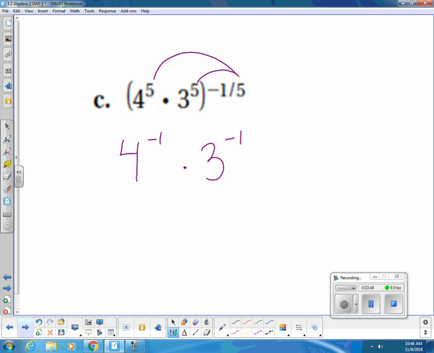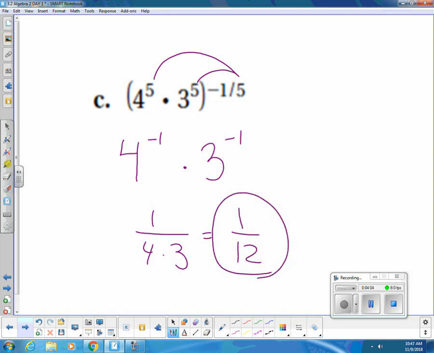Does the 4 need to flip to the denominator? Yes, because the 4 has a negative exponent. So we're going to flip it and make it positive. Does the 3 have to flip to the denominator? Yep, we can flip it and make the exponent a positive. So our final answer on this one is just 1/12. All right.